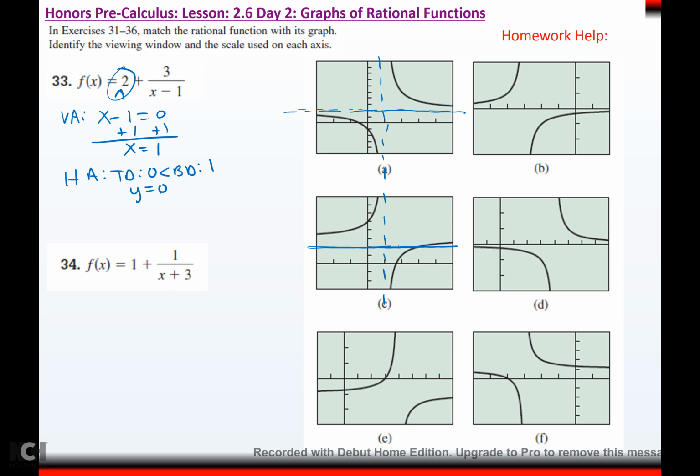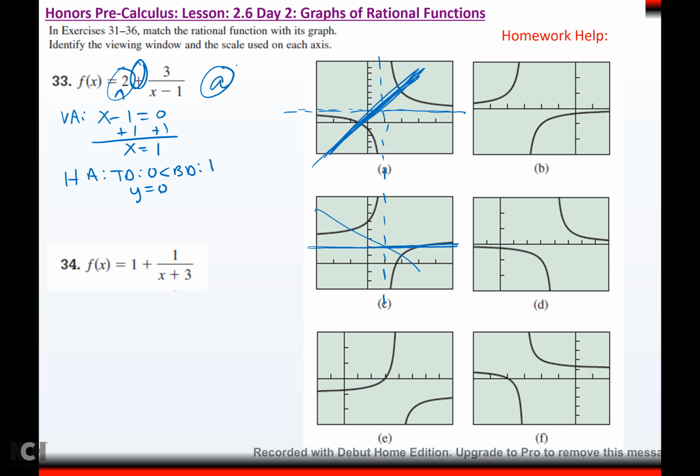No, I think that one almost crosses it. Maybe it's close, I don't know. Anyway, the fraction itself is positive, so I know it has to be this one because it has to boomerang positive, and this one would be a negative fraction. So 33 has to be A.